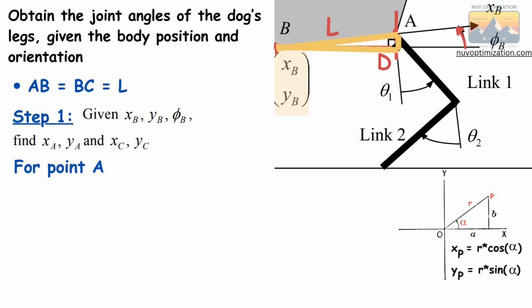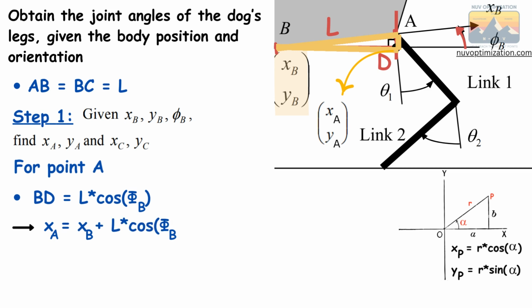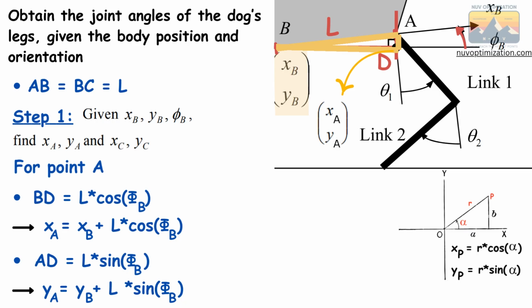The horizontal distance from B to D is L multiplied by the cosine of phi sub B. Since A is to the right of B, we add this to x sub B. So x sub A equals x sub B plus BD, which equals x sub B plus L times cosine of phi B. The vertical distance from D to A is L multiplied by the sine of phi sub B. Now with AD, we can add it to y sub B to find y sub A.